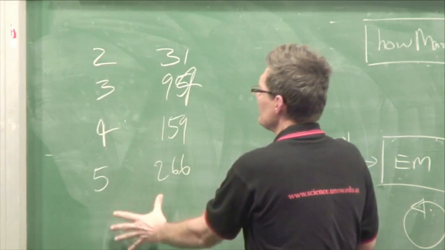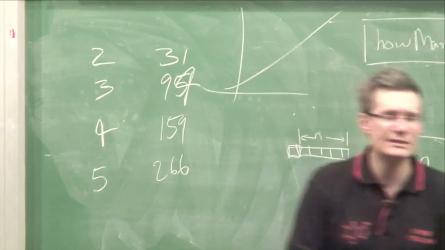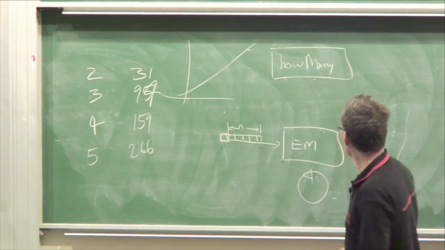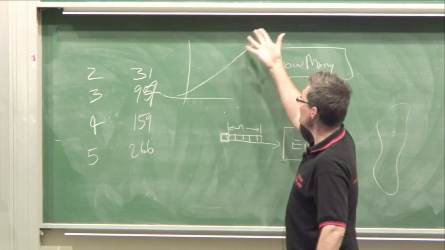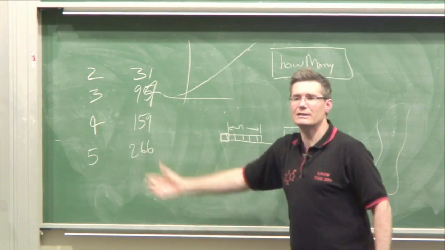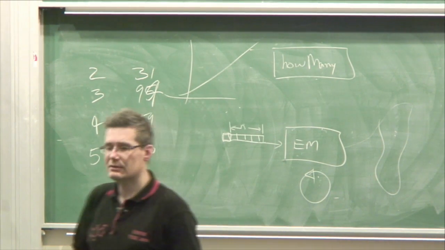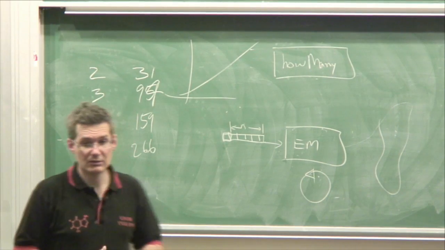How long does the longest 5-byte program take to run? 266. If I plotted this, the question is, what curve do I get? This is what the complexity of the function is. So the complexity of the emulator is the name of this curve. What do we suspect it is? Has anyone worked it out? Did anyone investigate it? It looks exponential.